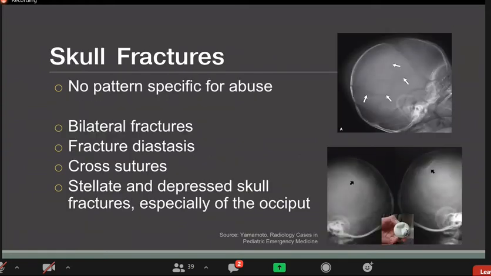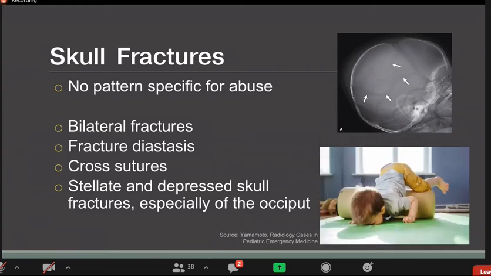There are no specific patterns for abuse in skull fractures, but these patterns are more suspicious for abuse. Bilateral fractures, fracture diastasis, fractures that cross sutures, and stellate and depressed skull fractures point more towards abuse. And we can see here in this case a comminuted fracture with abundant overlying scalp hematoma as well. And in the lower image, you can see a ping pong ball fracture in the skull of a young infant, which resembles a depressed ping pong ball.